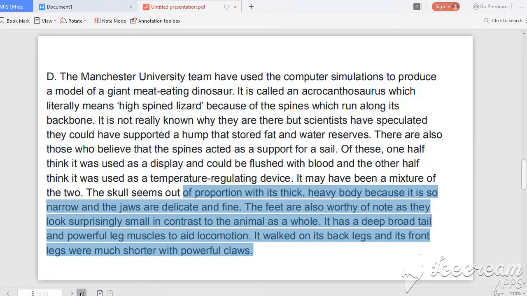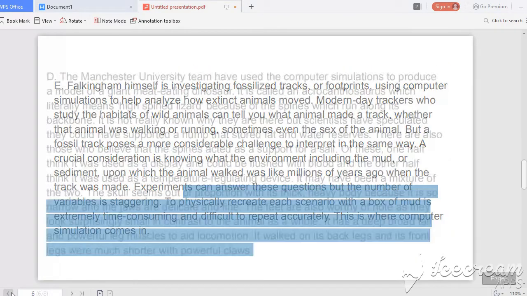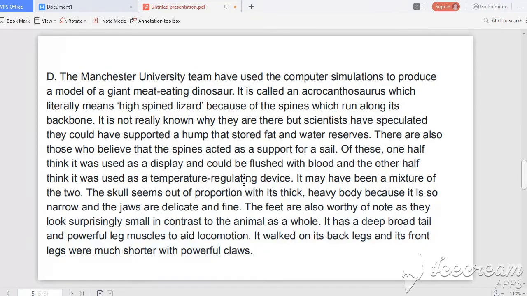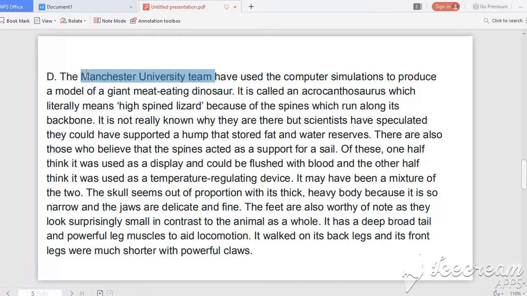Let's read the question first. Again, some scientists have expressed reservations about the conclusion reached by the Manchester team concerning the movement of dinosaurs. Okay, so this is a very interesting question, because here some scientists are opposing the view which was given by the Manchester University's team. So most students mark this answer false. But here we need to read the question again carefully.